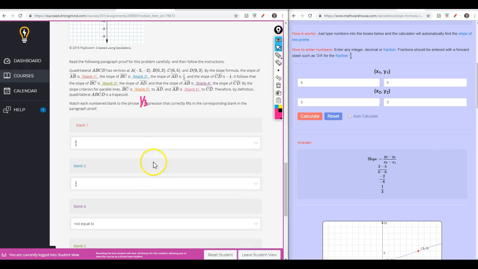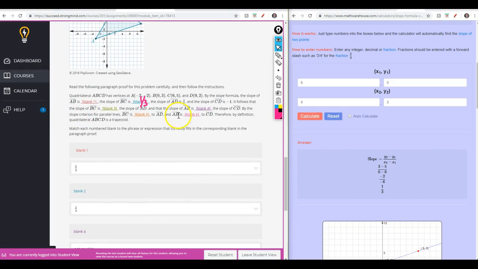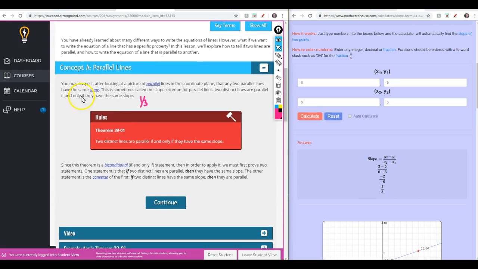Now, if you're wondering what the slope criterion for parallel lines is, you could go back up right here. This is the slope criterion: two distinct lines are parallel if and only if they have the same slope. So this is sometimes called the slope criterion for parallel lines.